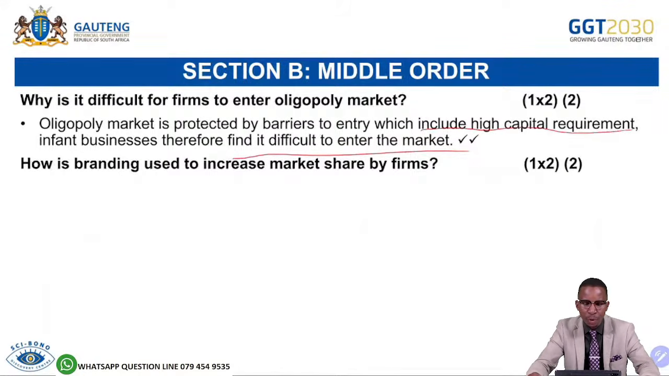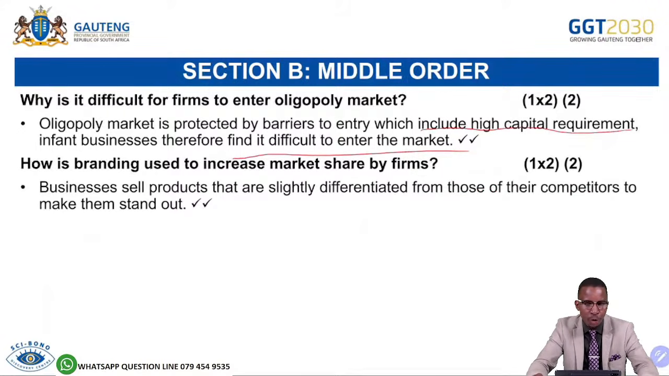How is branding used to increase market share by firms? Remember, if we talk about branding, somewhere one can say it's a trademark. That's when the business will put a particular label on its own product to make the product appear different from those of the competitors. So businesses sell products that are highly differentiated from those of the competitors to make them stand out. That even increases what we call consumer loyalty, because people go with the brand.